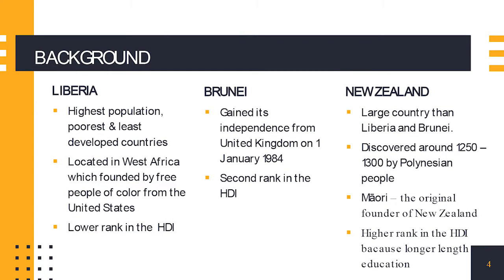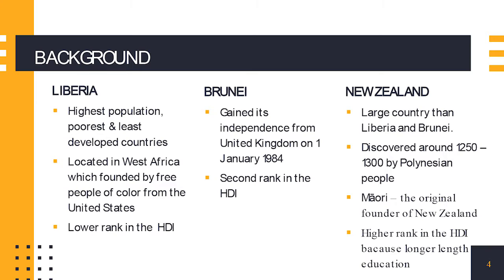Okay, now I will explain about the background of these three countries. The first one is Liberia. Liberia has the highest population from New Zealand and Brunei. And Liberia is a country in West Africa which was founded by free people of color from the United States. The American Colonization Society (ACS) supported and organized the immigration of free people of color and later former slaves. Liberia is extremely undeveloped, generally due to the First Liberian Civil War from 1989 until 1996.